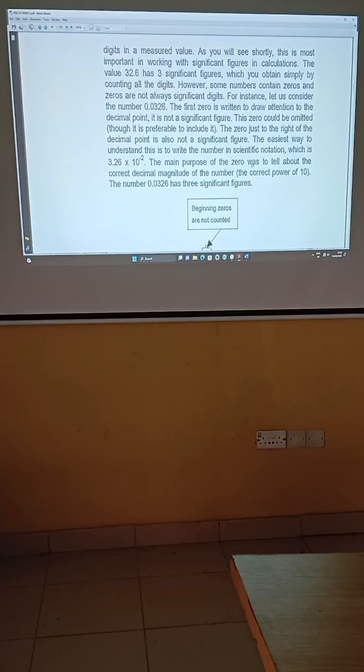So the main purpose of the zero was to tell about the correct decimal magnitude of the number, the correct power of 10. The number 0.0326 has only 3 significant figures. So when several numbers are given to you and you are expected to find out how many significant figures each has, it is often advisable to write it in scientific notation like this, before you know the number of significant figures present in it.